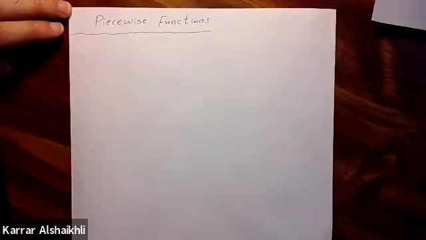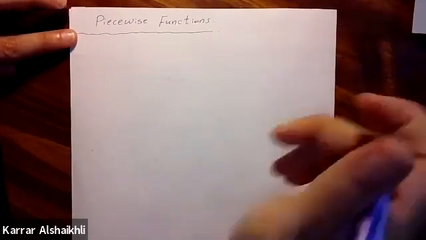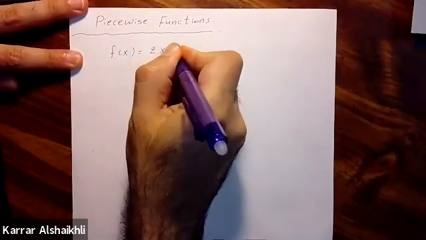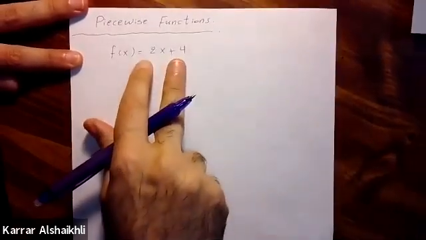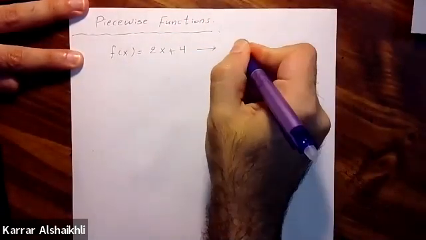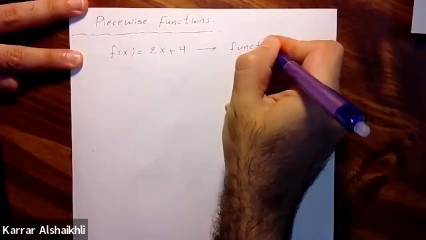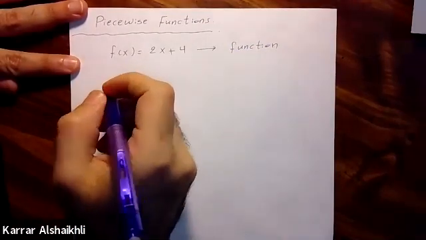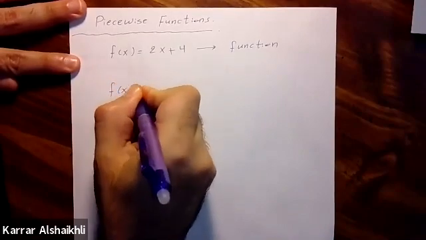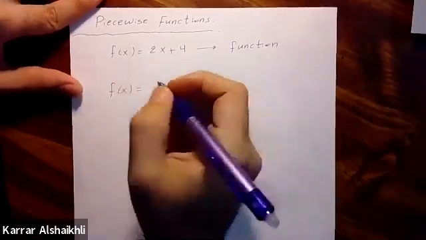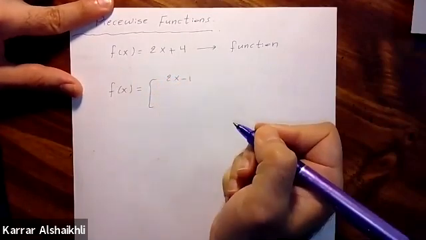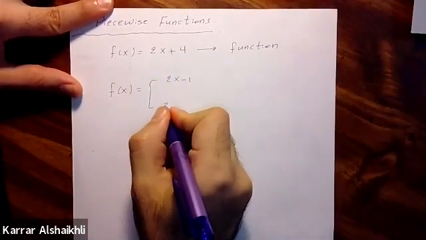So the piecewise function, it's a function that contains more than one piece. If you remember before, we have f of x equals 2x plus 4. This is a function that contains one piece. So this is just a function. Now we're going to learn the meaning of piecewise function. A piecewise function is a function that contains more than one piece. For example, you see f of x equals 2 pieces. The first piece, let's say 2x minus 1, and the second piece is 3x squared.